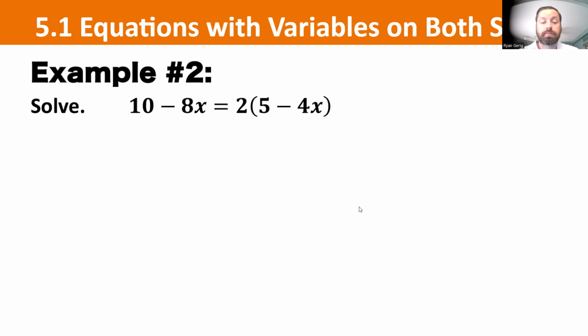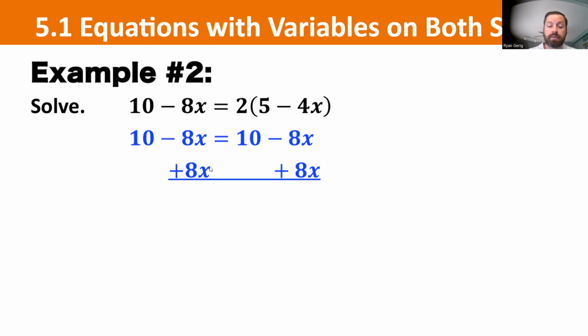Example 2, a little bit more involved because you've got some distributive property going on here. So 10 minus 8x, can't really do anything there, equals 2 times 5, which is 10, and 2 times negative 4x, which is negative 8x. So I gave you the hint of moving the smaller number. Well, what happens if they're equal? Then you just pick. So I'm going to move the negative 8x, doesn't really matter which one, to the other side by adding 8x to both sides.